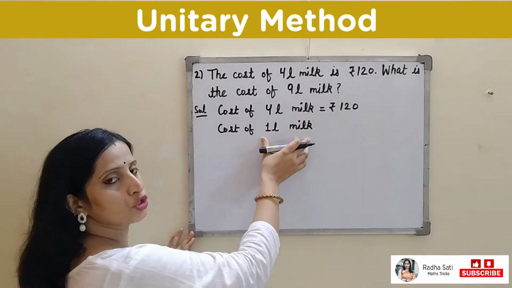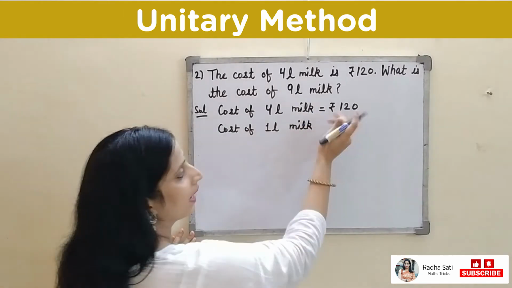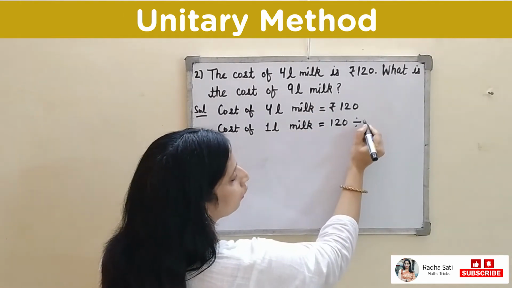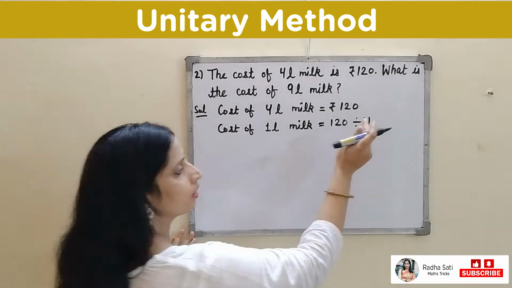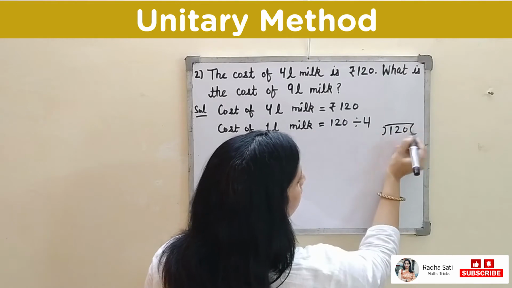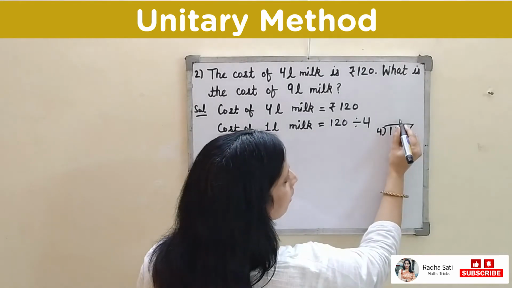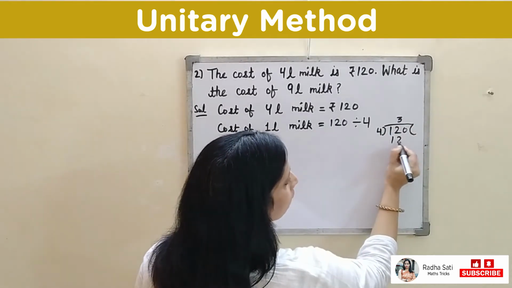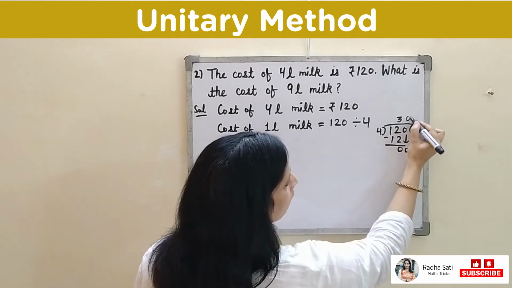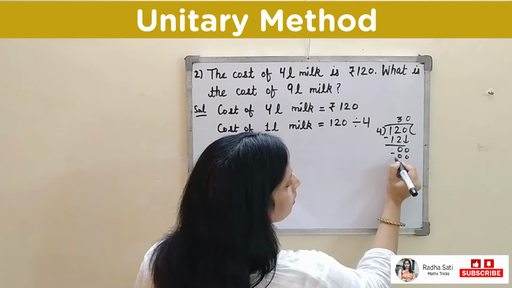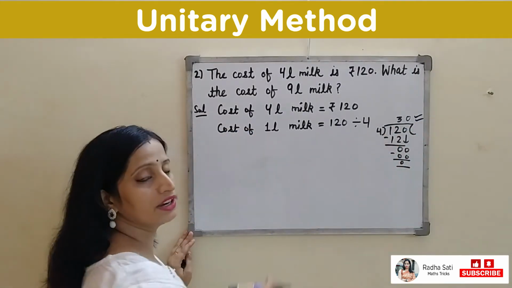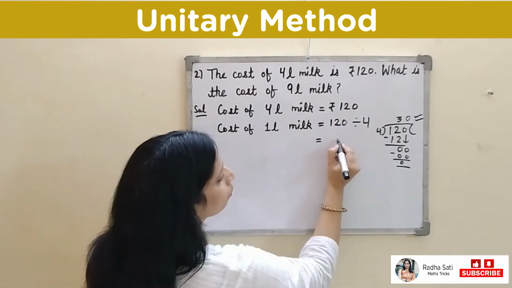So to find out the cost of 1-liter milk, we will divide 120 by 4. Okay, let's divide here. 120, write 4 here. 4 3s are 12. 0 will come. We will write 0 here. Again 4 zeros are 0. This means 30. The cost of 1-liter milk will be 30 rupees.